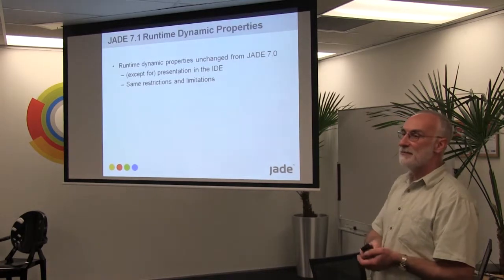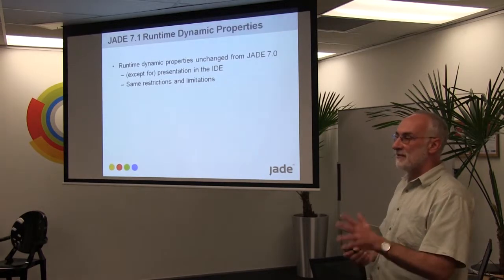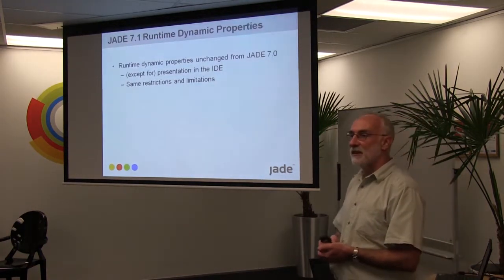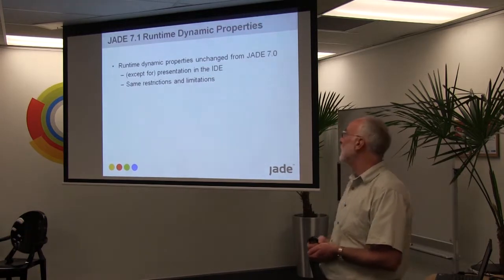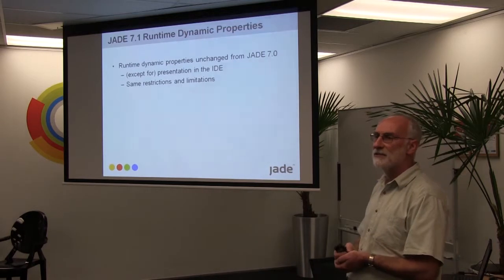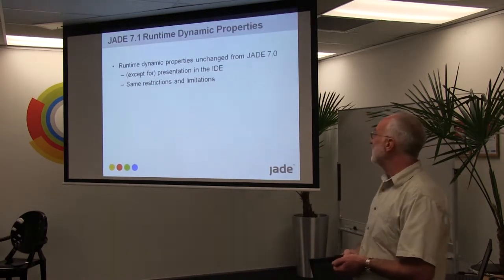So the runtime dynamic properties in 7.1 are pretty much exactly what you've got in 7.0, except they look a little different in the IDE. We've changed the colour, is pretty much it. The same restrictions apply. You can't use them in a bunch of places. We don't extract them as schemas or anything like that.